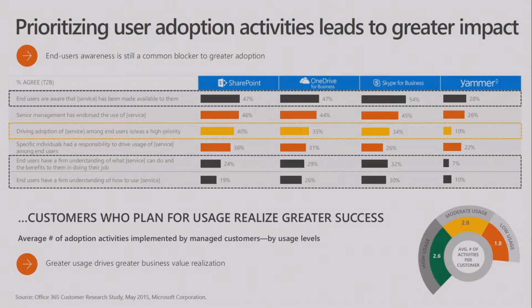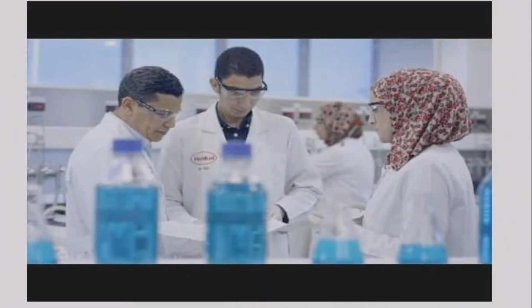Literally between 1.8 on average, again a bit of a qualitative thing, to 2.6 is the difference between investing in this to get to high levels of usage, adoption, and business value. It's not taking on 20 different activities. It's really doing 2 to 3 things very purposefully with a good team, with focus, with executive sponsorship, with priority, monitoring, and all the things we're going to cover in this session.